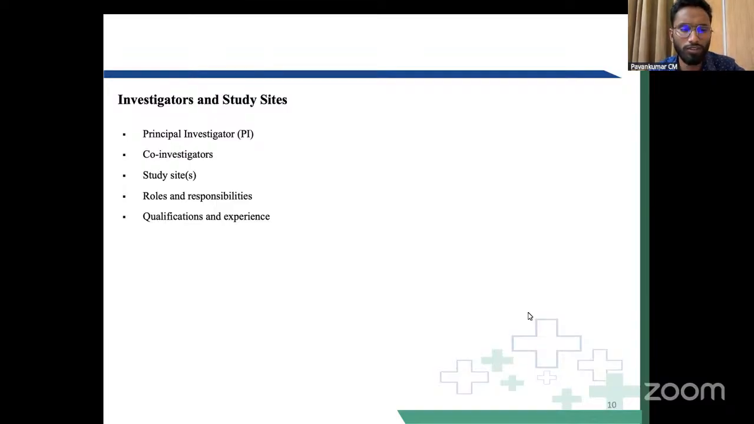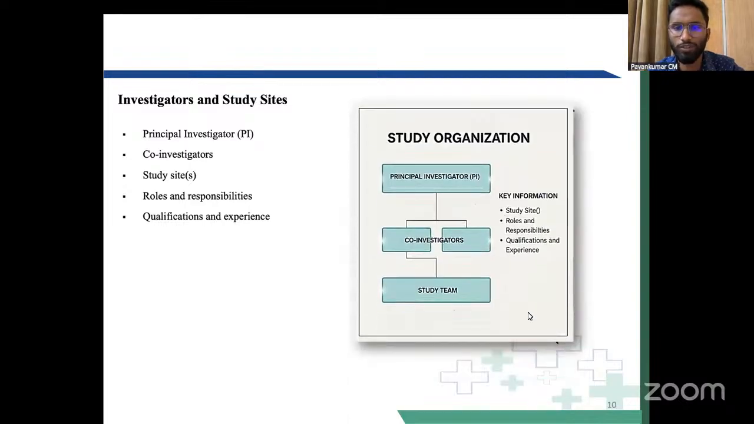What are the roles and responsibilities we are going to carry out, and what each person is going to carry out. And also the qualification and the experience matter a lot. If our guide has the capability to guide us and also to manage things, it will be well and good, or else it will be a struggle for us.